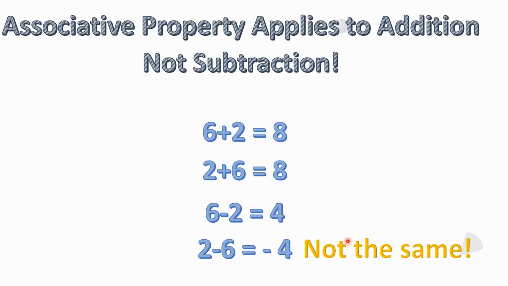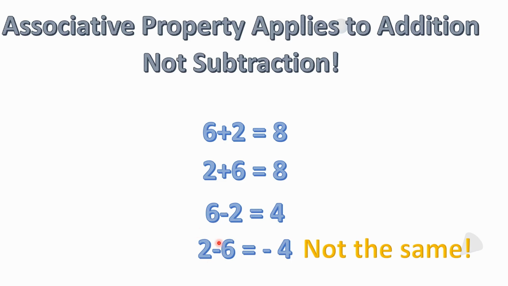And remember, there's a commutative property which applies to addition but not subtraction. 6 plus 2 is 8. 2 plus 6 equals 8. But 6 minus 2 is 4, while 2 minus 6 equals negative 4. It's not the same thing. You can't just swap these numbers around like that. Now, 6 minus 2 is 4. Minus 2 plus 6 is also equal to 4.